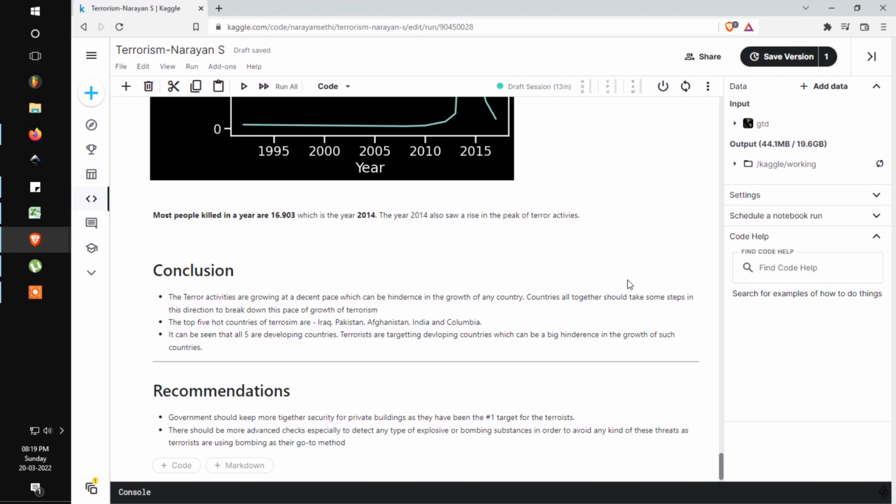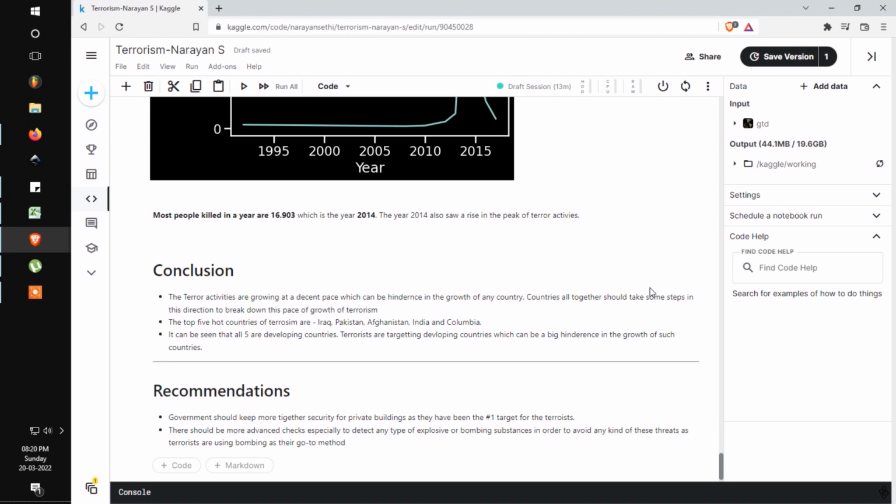Okay, so my conclusion from this is that terror activities are really growing at a decent pace, which can be a hindrance in the growth of any country. Countries altogether should take some steps in this direction to slow down this pace of growth of terrorism. The hot countries of terrorism are Iraq, Pakistan, Afghanistan, India, and Colombia. A really interesting point is that all five countries are developing countries. Terrorists are targeting developing countries, which can be a big hindrance in the growth of such countries.